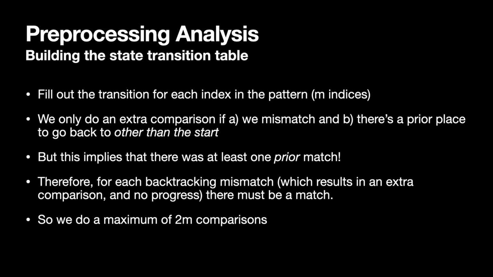Our table is going to have one entry for each of the indices to tell us what to do if we need to backtrack. By default, we'll only have one comparison that we need to do for each location, except if we mismatch, and there's a prior place to go to other than the start, so if there's another match earlier on that we could jump back to. This implies, however, that we already had done at least one prior match before this particular mismatch. Therefore, for each backtracking mismatch, there must be a match. So we can pair them together, and if we add them up, we'll get a maximum of 2m comparisons, assuming that each time we've matched once and then had to do the backtrack.